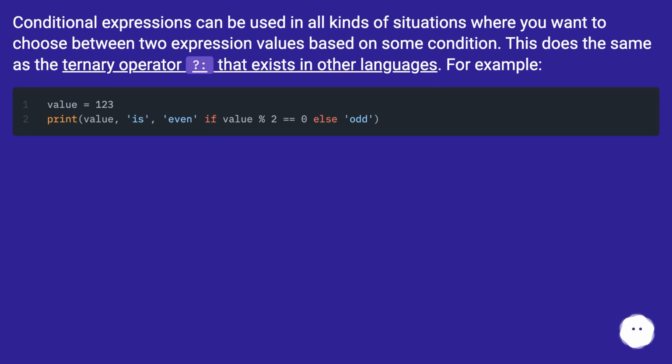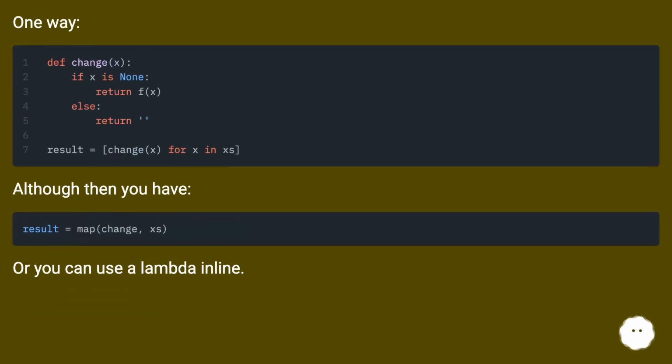For example, one way. Although then you have. Or you can use a lambda inline.